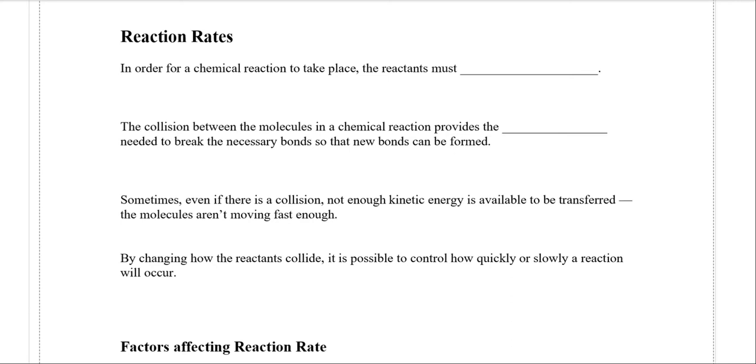For this, we first need to understand what happens in chemical reactions. So in order for a chemical reaction to take place, the chemical reactants have to collide. They have to run into each other. It's kind of like a big game of Red Rover.